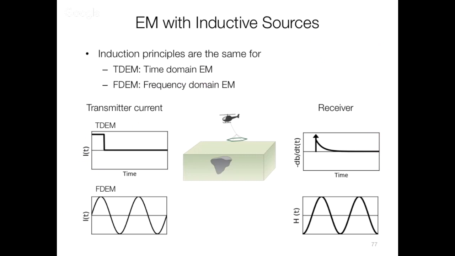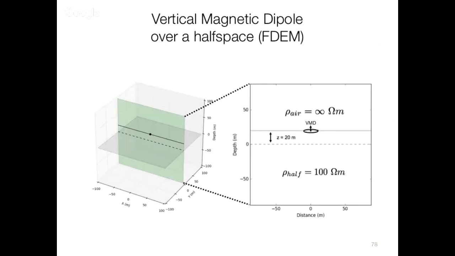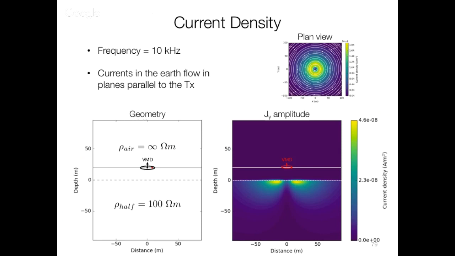Okay, so what I want to do now is to switch gears. We're done with time domain, let's go to frequency domain. The principles, again, are exactly the same. We've kind of been over this. Now we're going to again do a vertical magnetic dipole, but in the frequency domain. So you already know what's going to happen here, right?